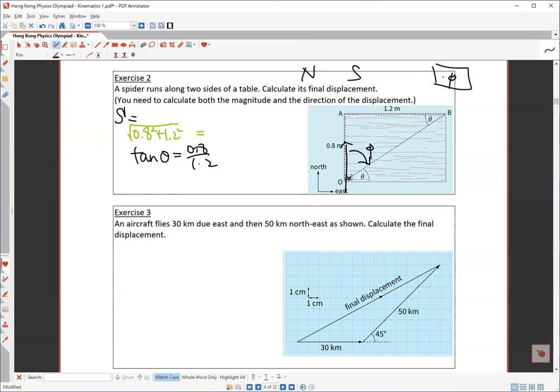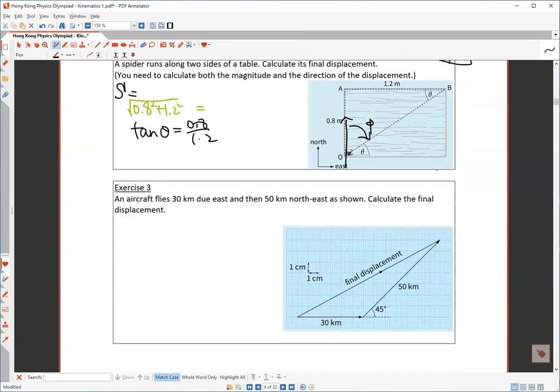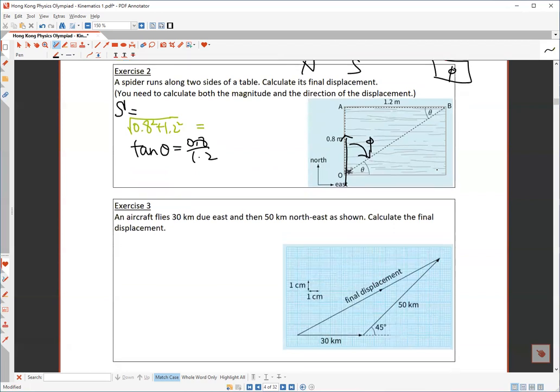That's it for exercise 2, is too easy, is it? So I would like you to do exercise 3. I would like you to find the magnitude of the final displacement and also find this angle theta. So I'll give you maybe 4 minutes, okay? Just 4 minutes. I think that should be enough. You can use your calculator, of course. So give me your answer, okay?